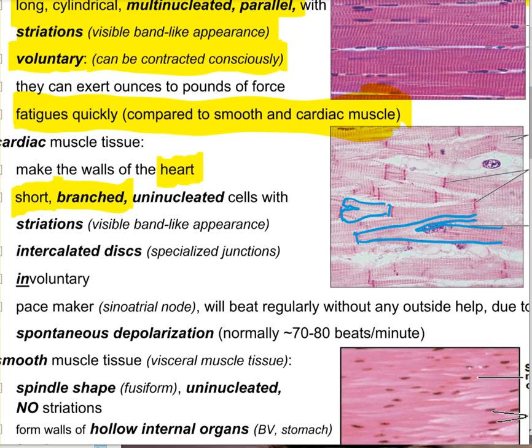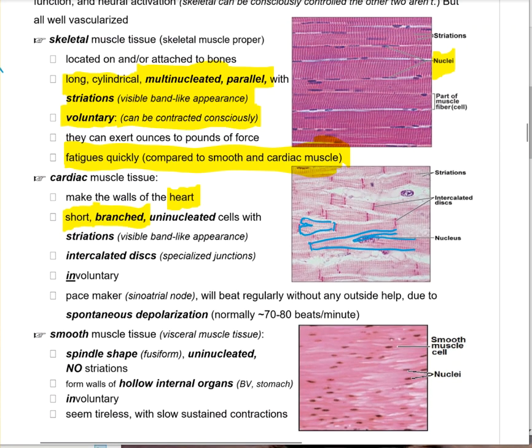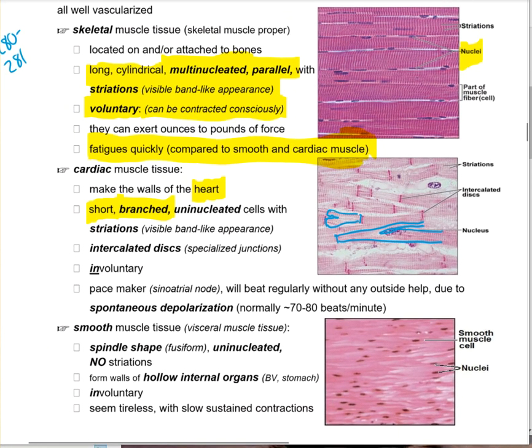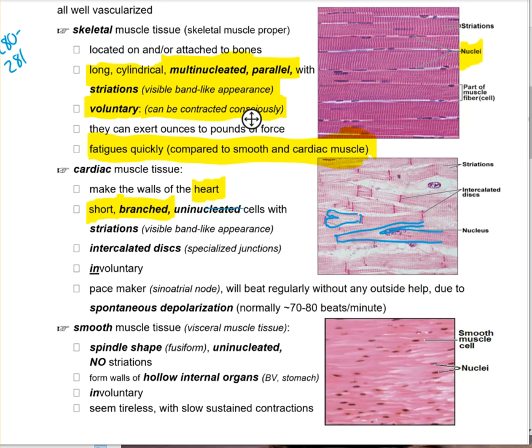They are uninucleated mostly. They often start out as binucleated, and then a certain percentage turn to uninucleated as they age. So I usually just say bi or uninucleated. And they also have these striations, which you can see going up and down.